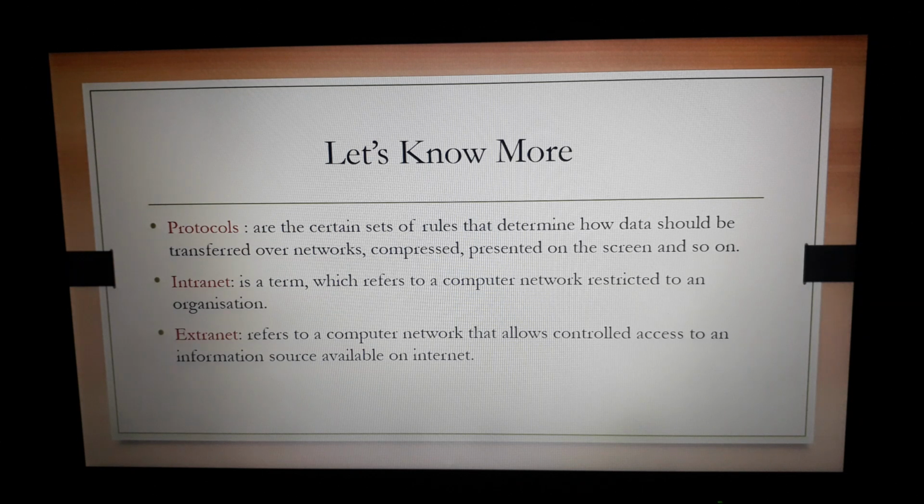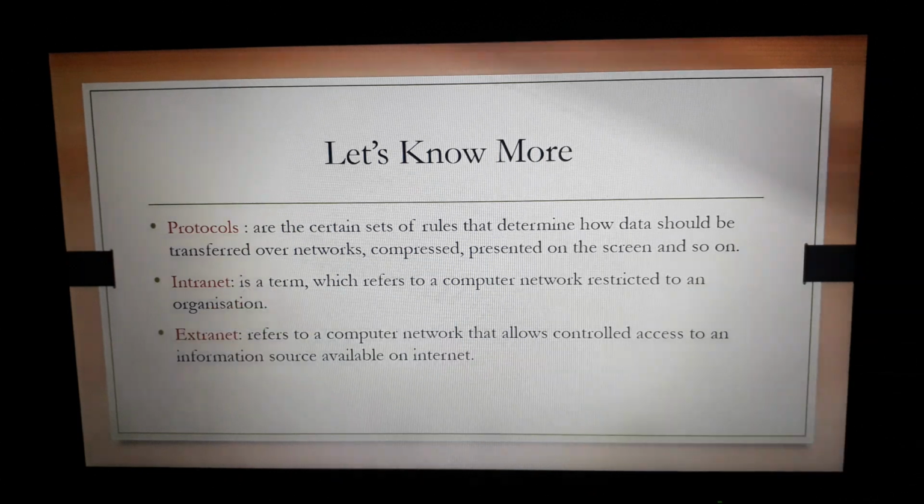So protocols means the sets of rules that you have to follow. You know that students, for use of the internet also, for use of networking also, you have to follow some rules and protocols. It is protocols that you have to follow, then only can you use it safely and wisely. Okay, so protocols means a certain set of rules.